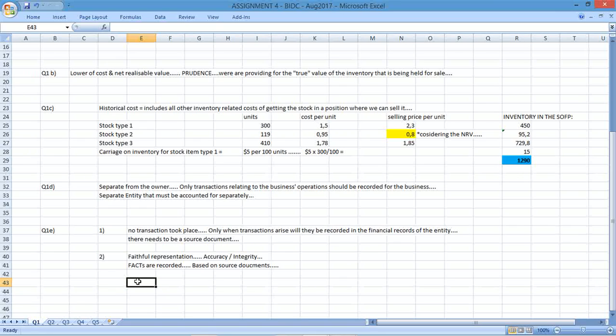Here we're looking at recording a man who told us that he's going to buy something tomorrow. We can't record anything. It wouldn't be right to show things that we think we're going to do in the future. If something has happened, we can then provide for provisions, but we can't provide for things that haven't even happened yet. That wouldn't be correct.